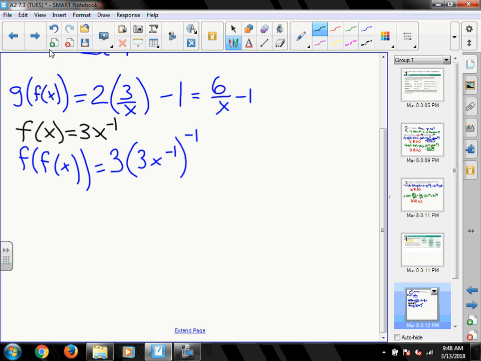Now, because I've got multiplication raised to an exponent, distribute that. So I get 3 to the negative 1, which is 1/3, 3 times 1/3, and x to the negative 1 to the negative 1. What am I going to do with those negative 1s? Yeah, we're going to multiply them to get x, or x to the first, same thing. What's 3 times 1/3 x? Yeah, it's just x. And that will happen when you plug a function into itself. You should get x out.